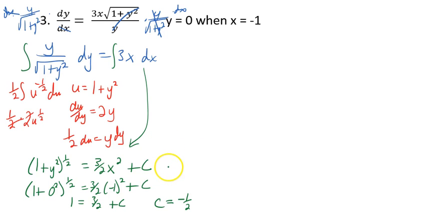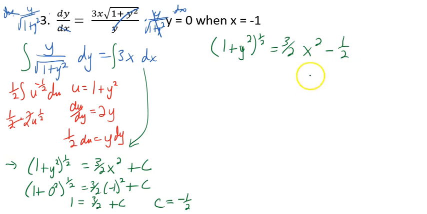So the level where I had the actual antiderivative is right here. So I'm going to come back up here and write that down. I have 1 plus y squared to the 1/2 equals 3/2 x squared minus 1/2. So I'm plugging in for the c. And then our last step again is to solve for y. So the first thing I have to do is get rid of that 1/2 power, or it's the square root. And to do that, I square both sides. So I'm squaring this whole side and squaring this whole side.